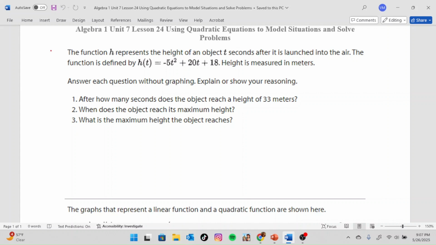Question number 1. After how many seconds does the object reach a height of 33 meters? So, we have the freedom to solve this any way we want according to this practice problem. What we can do is simply take the function that they gave us, negative 5t squared plus 20t plus 18, and since it represents the height and they want the time when the height is 33 meters, we simply set the equation equal to 33.